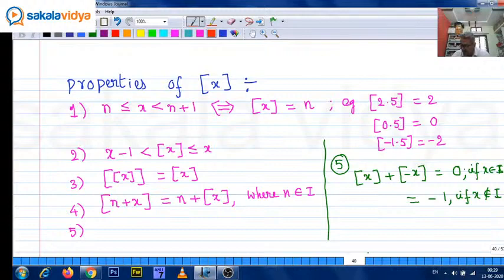So today the functions. In the last class we discussed up to the integer function and step function. Now we discuss today the fractional part function.